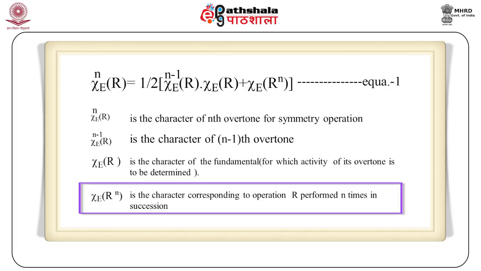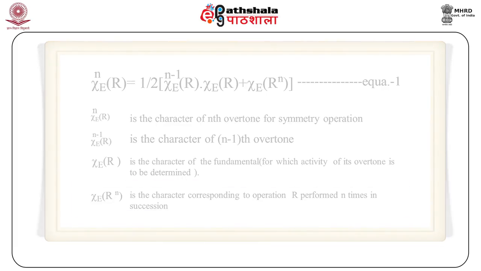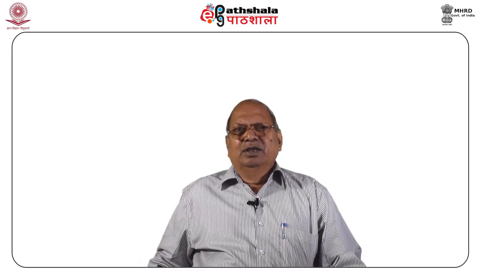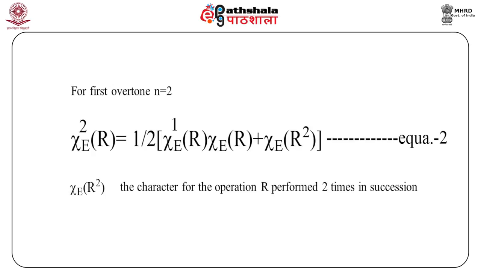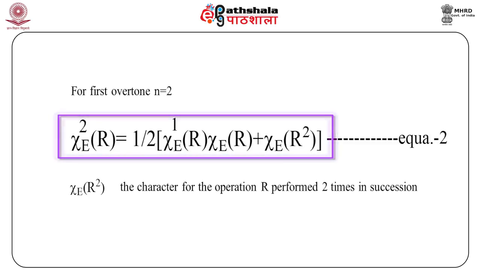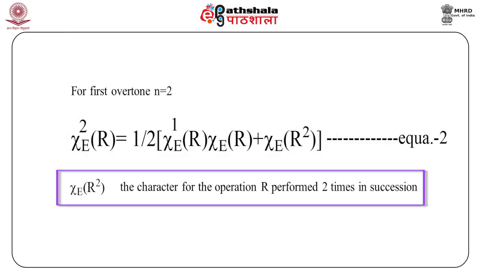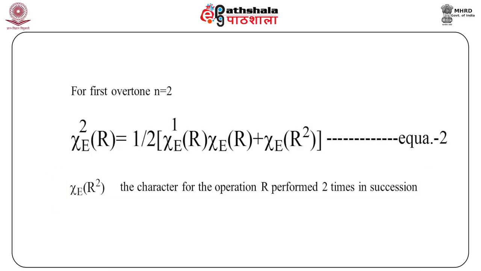For the E mode of vibration, and n equal to 2, that is the first overtone, equation 1 can be written as equation 2. Let us now apply equation 2 for finding the activity of the first overtone of the E mode in the C3v point group. The second equation is chi_E^2(R) is equal to 1 by 2 within bracket chi_E(R) chi_E(R) plus chi_E(R) with the operation carried out 2 times. Let us first find chi_E(R^2), the character of R performed 2 times in succession, for each symmetry operation of the C3v point group.